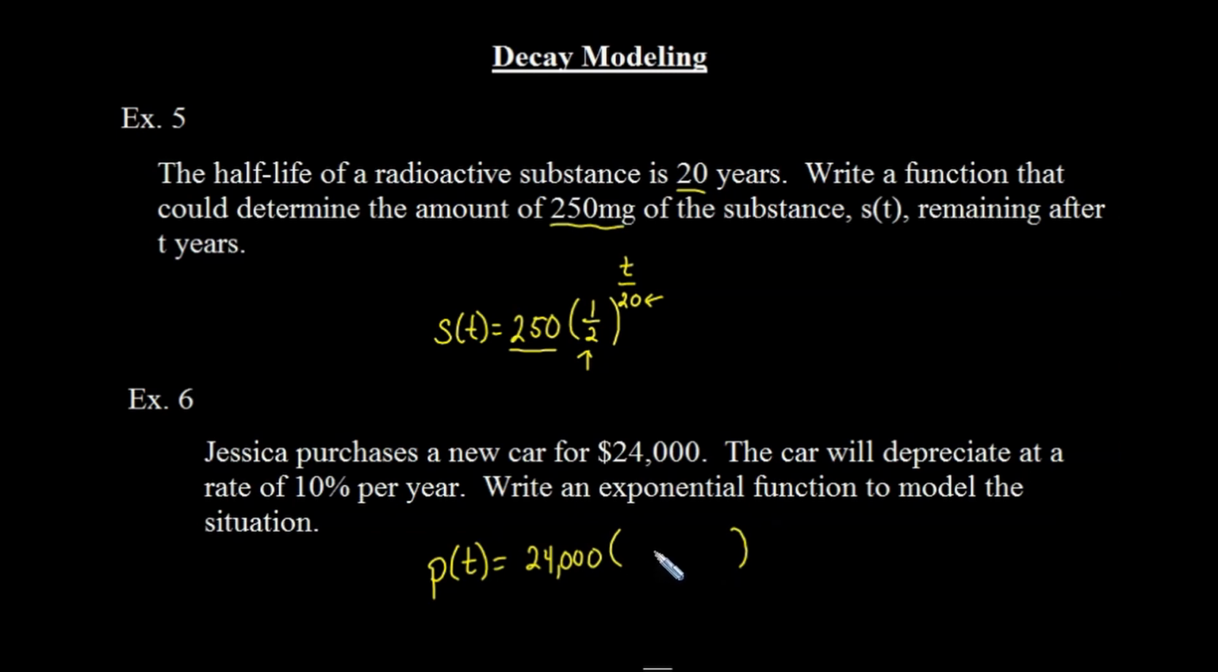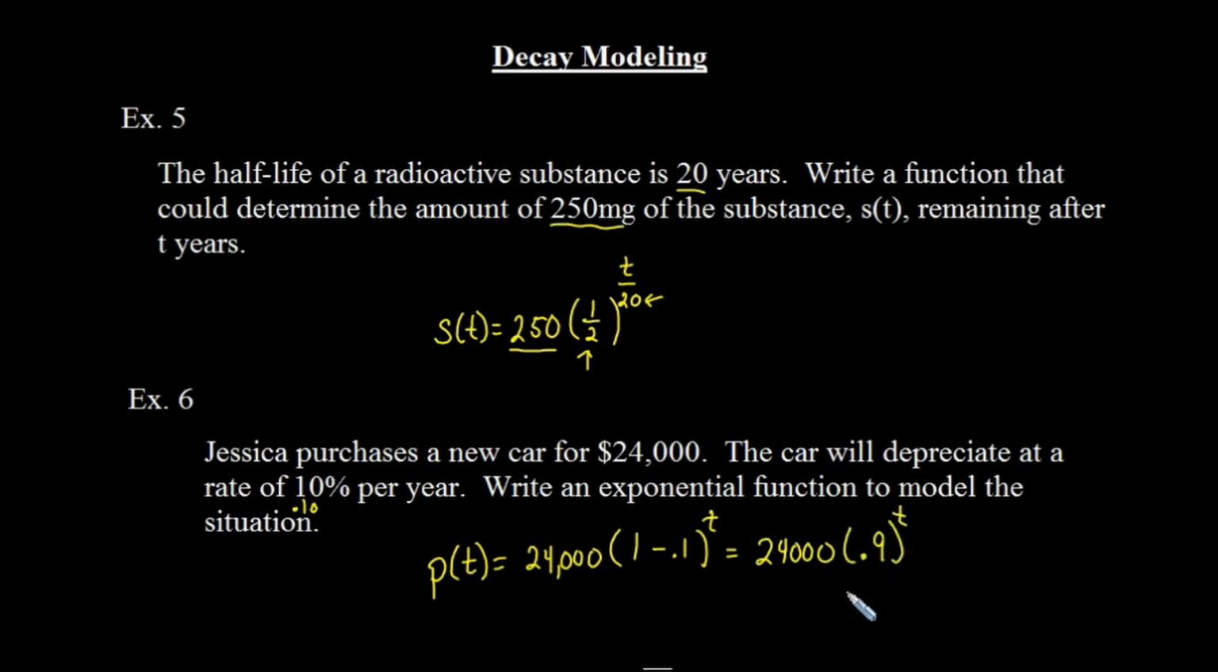And because we are depreciating, we are decreasing the value, we'll take 100%. Remember, this is going to be very similar to our growth, only instead of addition, we're going to be subtracting that R value, percentage. So 1 minus 0.1, because we get the 0.1 from converting 10% to a decimal 0.10. And it happens after t years. That's going to match there. So we're just decreasing 10% per year. So it ends up being 24,000 times 0.9 to the t.